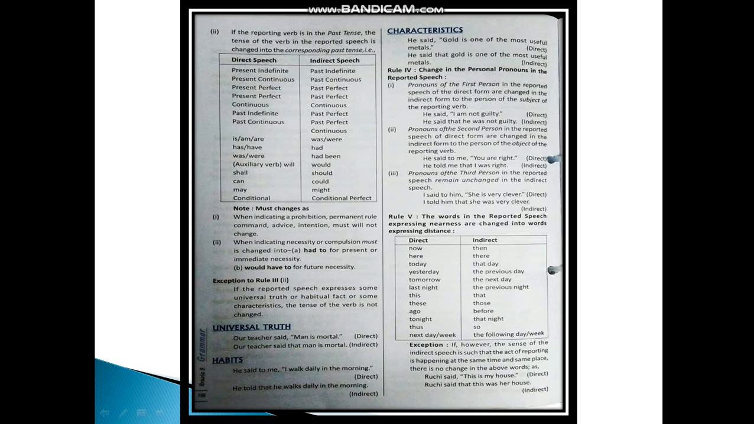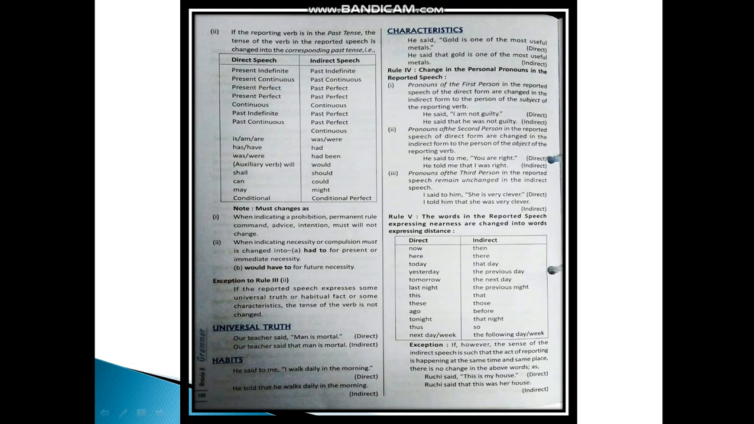Okay, rule number 5, the words in the reported speech expressing nearness are changed into words expressing distance. Like for example, अगर डायरेक्ट में now है तो इनडायरेक्ट में then हो जाएगा. Here becomes there, today becomes that day, yesterday becomes the previous day, tomorrow becomes the next day, last night becomes the previous night, this becomes that, these becomes those, ago becomes before, and tonight becomes that night, and thus becomes so, next day or next week becomes the following day or the following week. Okay, so this is how you'll change the words of nearness into words expressing distance.